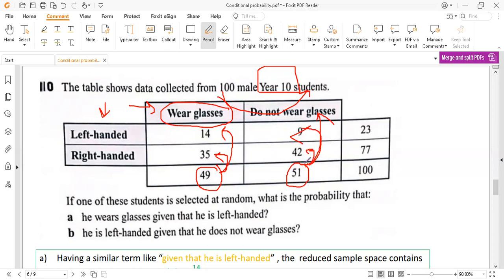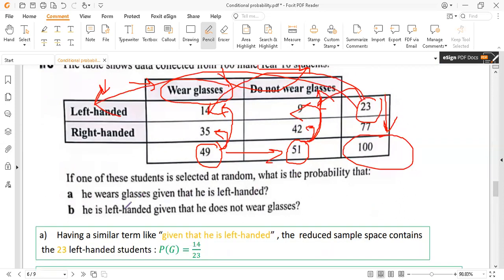We can read it differently. We have a total of 23 left-handed students. Among them, 14 wear glasses and only 9 do not wear glasses, and so on. As a whole, we have 100. If we add it like that, or add the total in the column, we will obtain 100 students, because we have investigated 100 students.